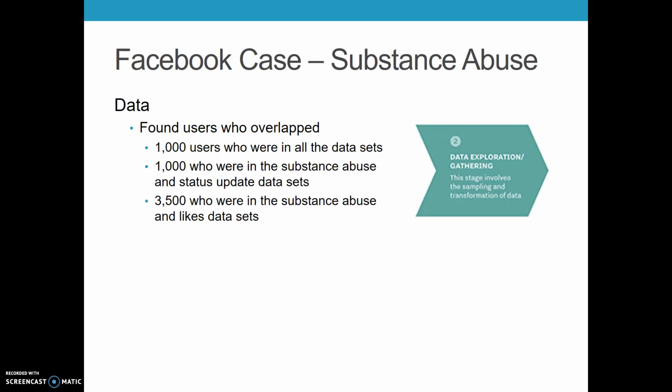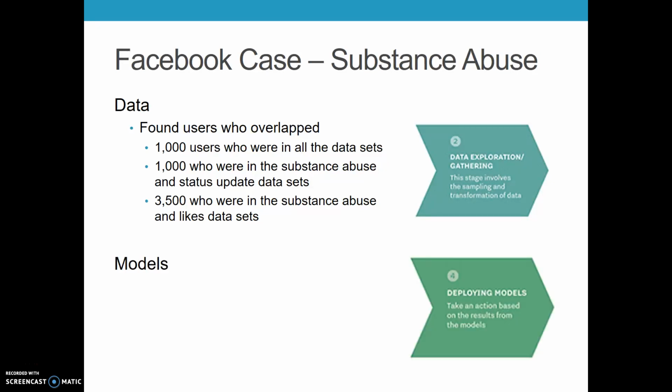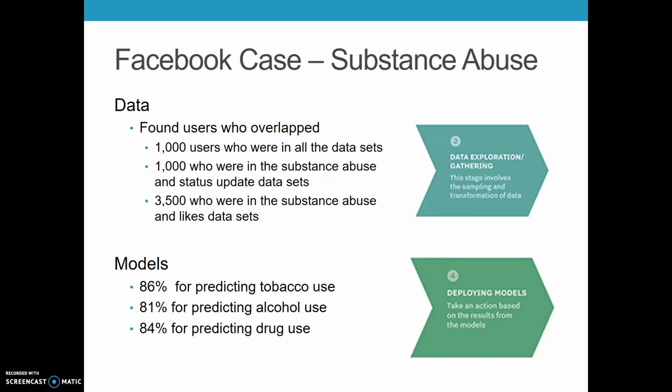Armed with all of the data, they were now able to mine through the data and analyze the unique patterns of behavior. When they found what they believed to be a pattern, they would look for people with similar patterns in other data sets to see if they had the same level of substance abuse and type. Once all of the data had been mined and analyzed, the researchers were able to create and deploy a model. The model was able to predict with an 86% accuracy who used tobacco, with an 81% accuracy who used alcohol, and with an 84% accuracy who used drugs.